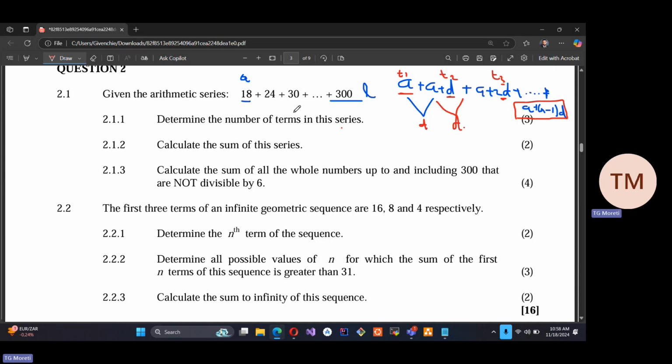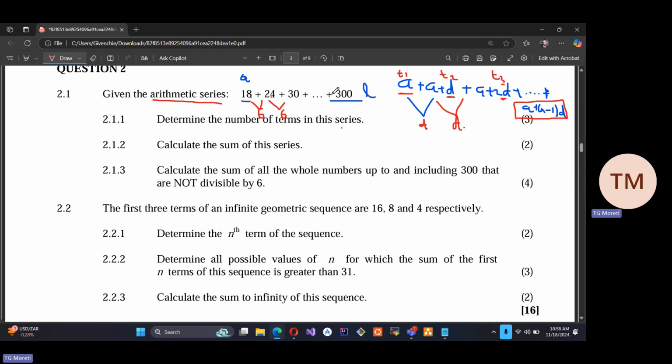Okay, so the way we do this question is first we have to check the difference between these numbers, which will be 24 minus 18, giving us 6, and then 30 minus 24, which gives us 6. So by reading this statement, you can see that this series is arithmetic, because the common difference is the same. In other words, if I add 6 to 30, I know the fourth term will be 36, and so on.